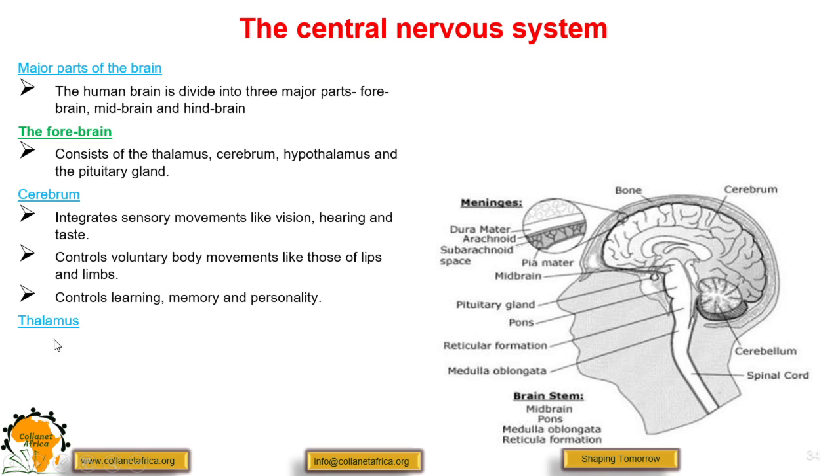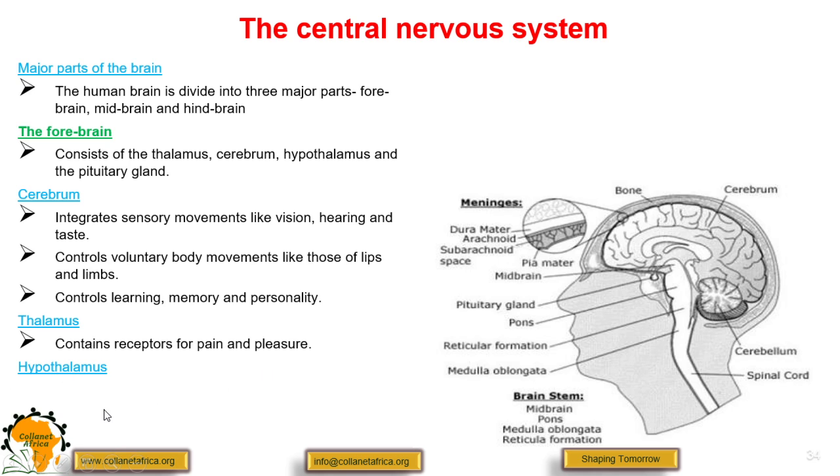The other part is the thalamus, and it contains receptors for pain and pleasure. Sometimes you feel very good. Sometimes you have a pain, maybe invoked by the touch of a hot object or an accident. So the receptors from the thalamus perceive those stimuli.